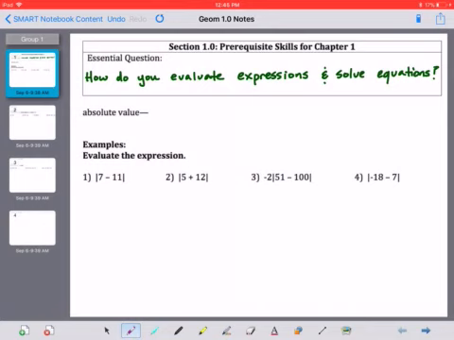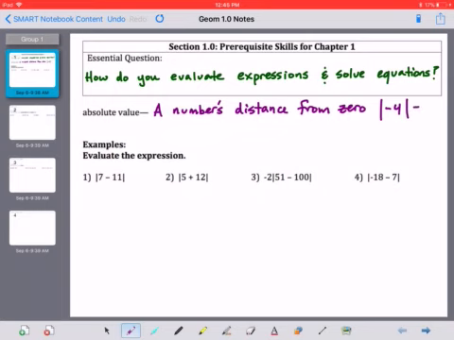So let's talk about what absolute value is. It is a number's distance from zero. And if you remember, a distance is always positive. So if you were going to put, for example, the number -4 on a number line and then take the absolute value of it, remember those symbols, -4 is 4 units away from 0. Likewise, +4's absolute value or distance from 0 is also +4.